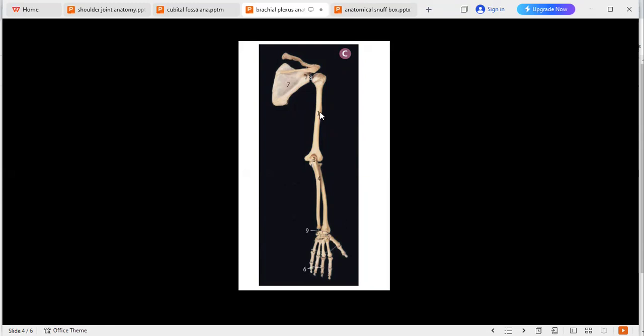Where exactly is the spiral groove located? It is on the posterior aspect of the humerus. Okay, what passes through it? The radial nerve and the profunda brachii vessels. Very good.